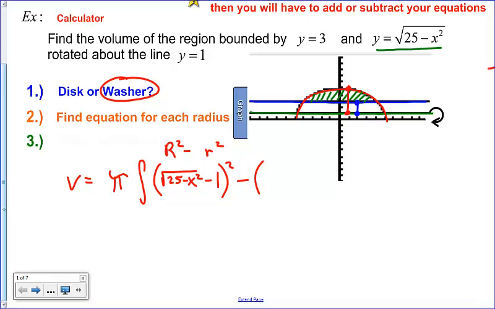So that's just actually going to be top minus bottom. So again, 3 minus 1. I'll even write that out. 3 minus 1 squared. I don't like that that's not blue. And you're integrating, obviously all these values are with respect to x.